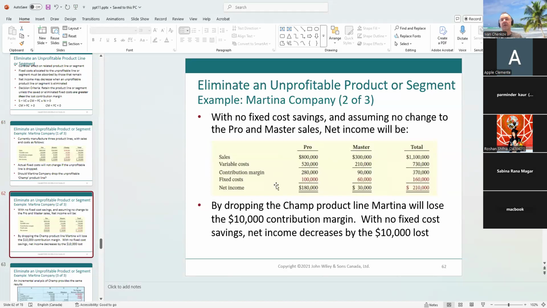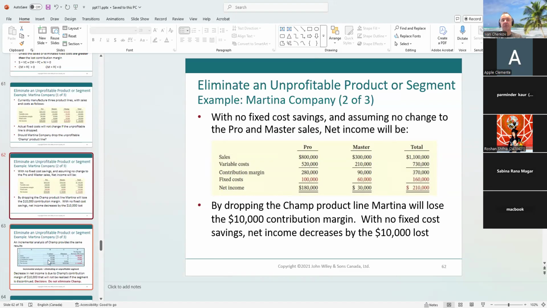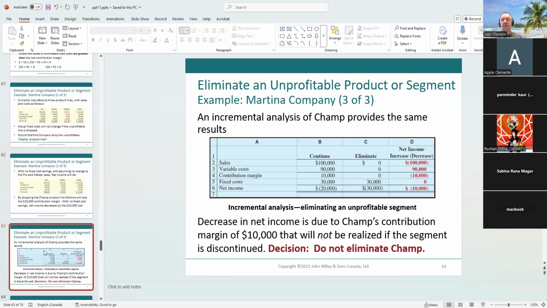As you can see, the $160,000 stays. Now we have a new allocation between pro and master of the $160,000. So basically, if we decide to eliminate the champ, our income is going to drop by 10,000. So don't do it. This will be another way that Wiley is going to ask you to do it.